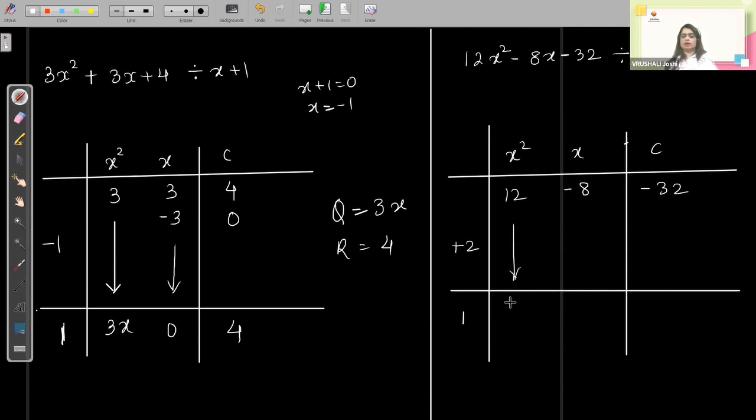So you bring down 12. 12 times 2 is 24. That will give you 16, correct? And 16 times 2 is 32. So the remainder is 0. This will be x. So the final answer will be 12x plus 16. Getting it? That will be your quotient, and this 0 is your remainder.